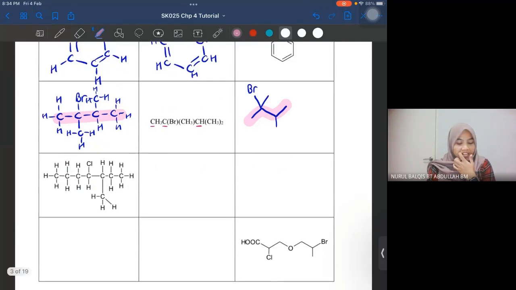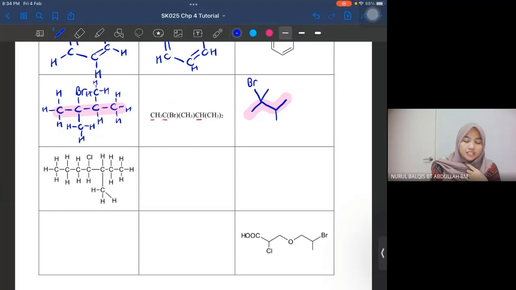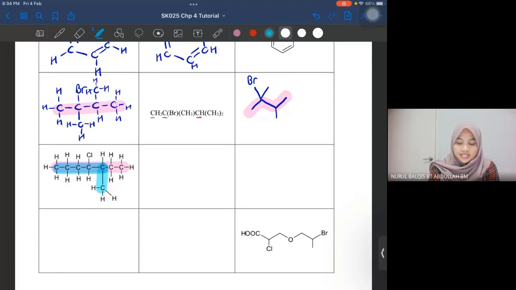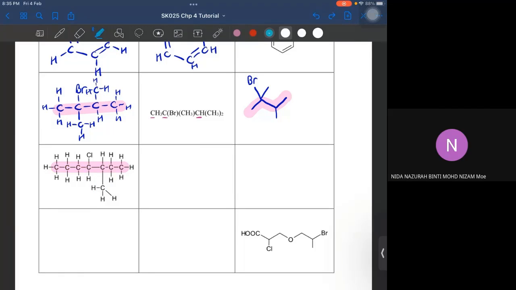Okay. Next one, you are given an expanded structure, then you need to draw the condensed and also the skeletal structure. So look for the longest carbon chain. To make it easy, look at how long the longest carbon chain is first, then start drawing. 1, 2, 3, 4, 5, 6, 7. Or should we try the other one? 1, 2, 3, 4, 5, 6. Is 6 or 7 the longest? 7. We will just take the 7.